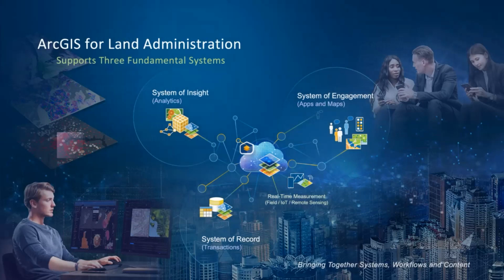ArcGIS for land administration supports three fundamental systems. These systems are the system of record, which deals with land parcels. Next, we have the system of insight that deals with valuation. And finally, the system of engagement that deals with stakeholders and public engagement. GIS efficiently delivers all three on a single platform, allowing governments to accurately represent and understand property value, as well as provide secure and authoritative land records and parcel data for widespread government and public use.